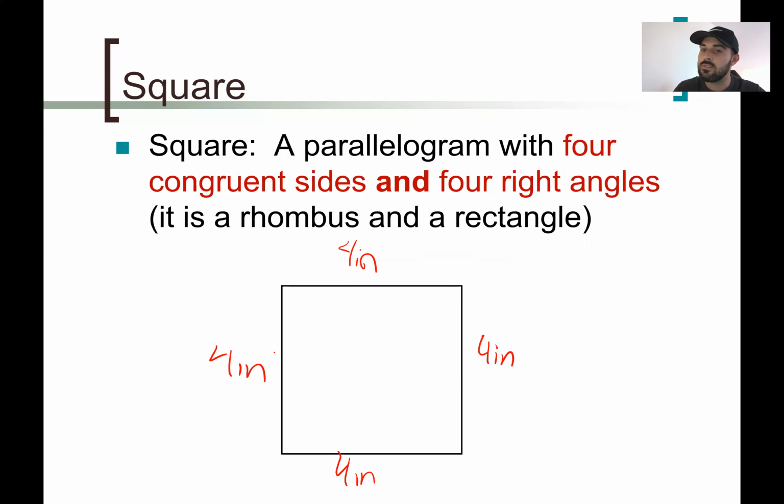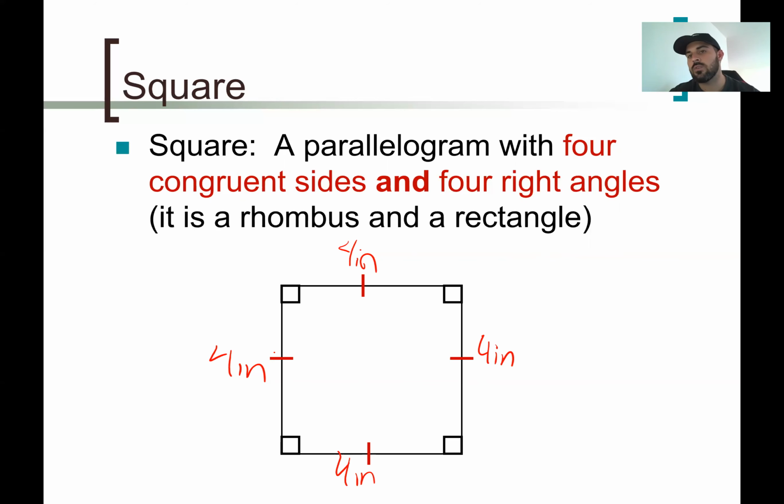So a square is considered a rhombus because it has 4 congruent sides. What else does it have? It has 4 right angles. So here it's going to show you the little symbols telling you that they are congruent. And it has 4 right angles. Just so, is a square considered a rectangle? The answer is yes. A square is a rectangle because it has 4 90-degree angles.